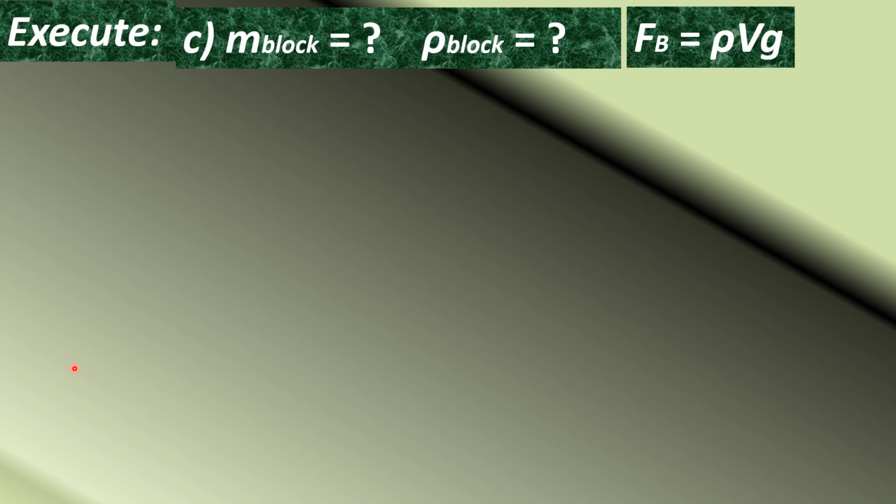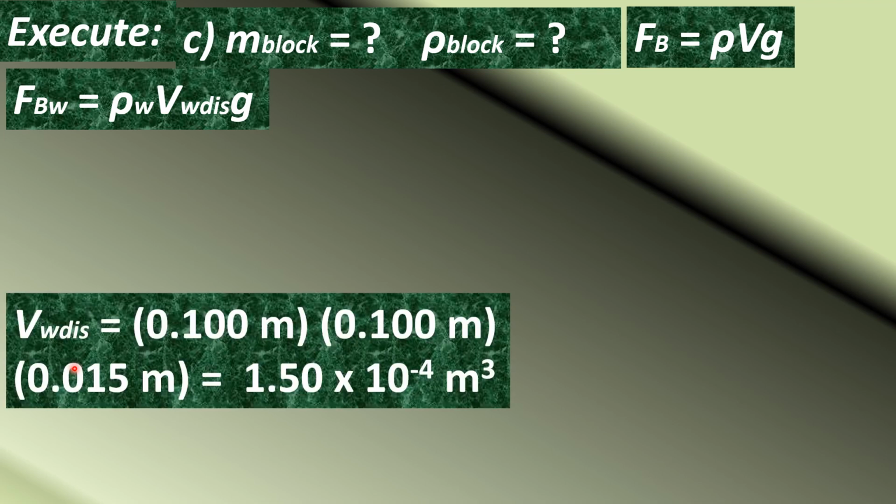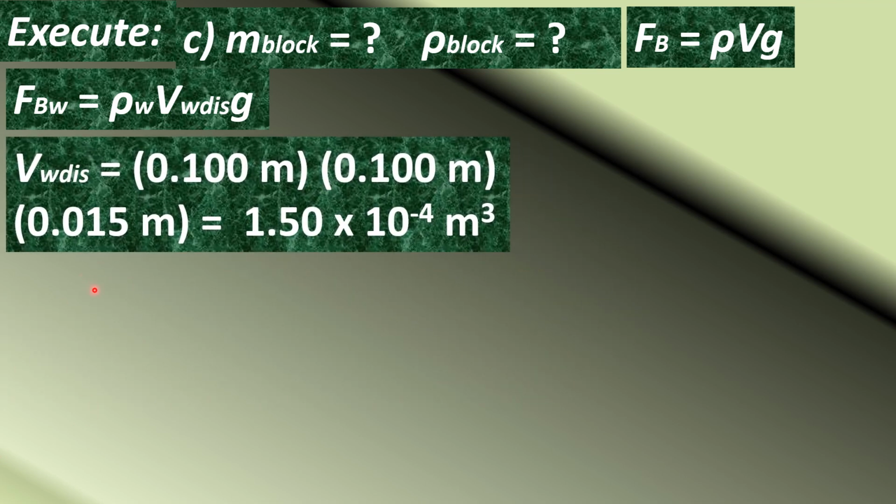Similarly, we use the formula of buoyant force for water. All right, but we first find the volume of the water that is displaced. So this is equal to 0.100 meters times 0.100 meters, and the depth h corresponding to 0.015 meters. The result of which is equal to 1.50 times 10 to the negative 4 meter cube.